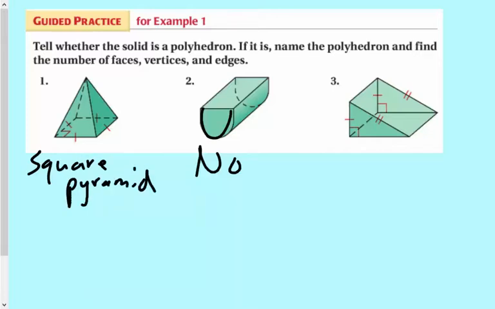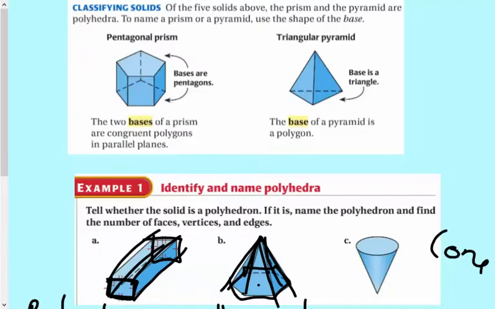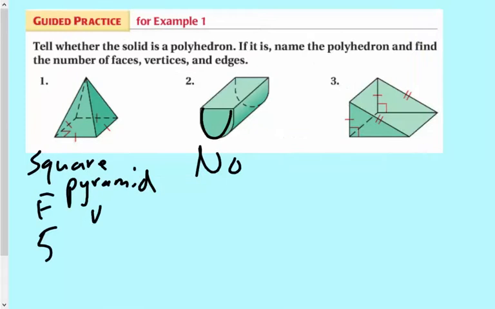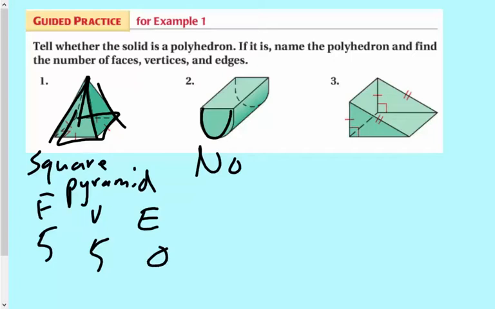Now I got my pyramid spelling down really well. Faces is 5. Vertices, is that the order I wanted to go? Faces, vertices, okay. Faces, 5. Vertices, 5. Edges, 1, 2, 3, 4, 5, 6, 7, 8. And the formula checks out. 5 plus 5 equals 8 plus 2.